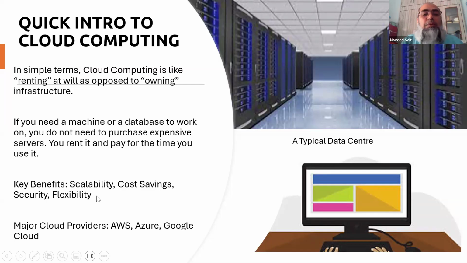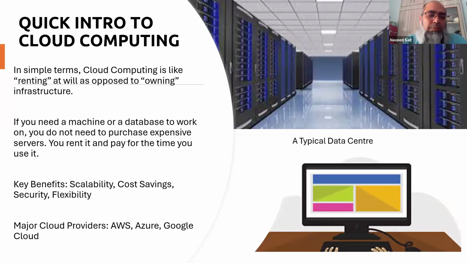Benefits: scalability. Scalability is, suddenly I need more. Go ahead, ask for 10 computers. Then you will say, you know what, I don't need so much now. 5 is sufficient. Good, release the other 5. So scalability, elasticity, whatever you want to call it. Cost savings, obviously, you're not putting a lot of money upfront. You're only paying for what you use.